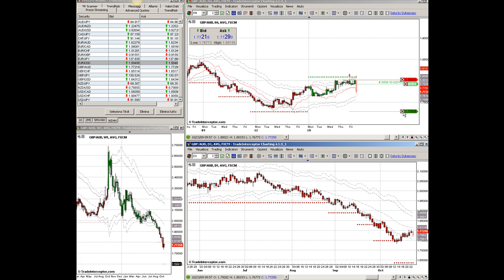I put the target here at the last target on the 4-hour chart, 172.82. So it's actually around 6.5 figures with 1.01 figure of risk. It's a really good risk reward trade.